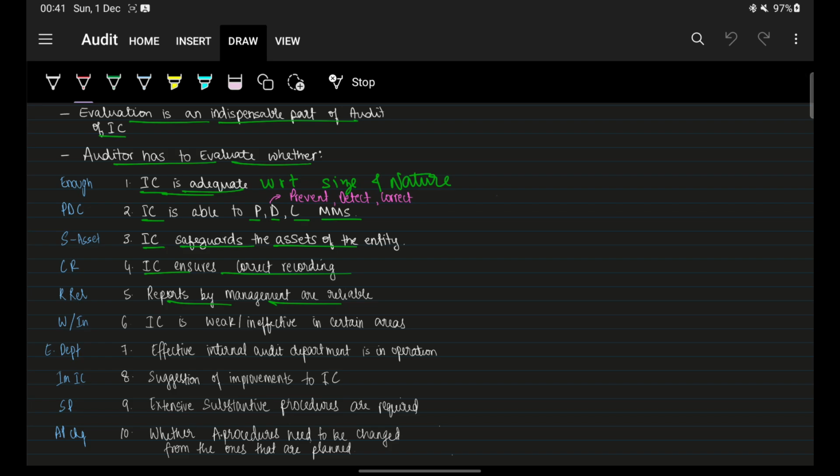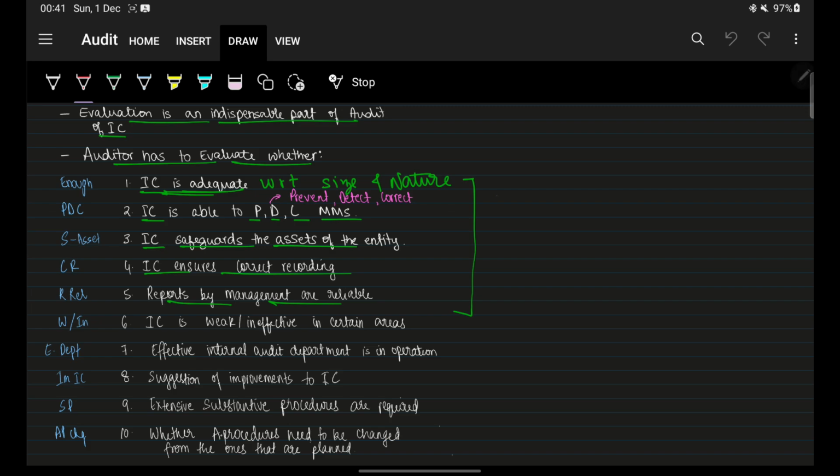Firstly, we'll just come back. We finished 5 points, right? We'll just come back from the top. Okay, we're going to see whether IC is adequate. Okay, secondly, we're going to see whether internal control is able to prevent, detect and correct material misstatement, whether internal control can safeguard the assets of the company. Fourth, whether IC ensures correct recording, and the fifth point being whether reports of the management are reliable. Okay, so 5 points are done. Okay, just try to remember these.